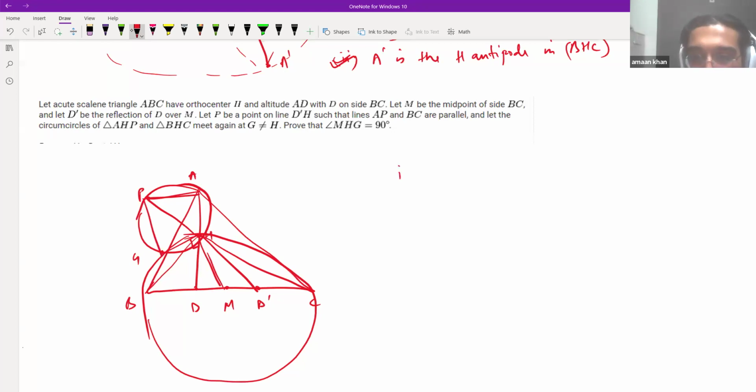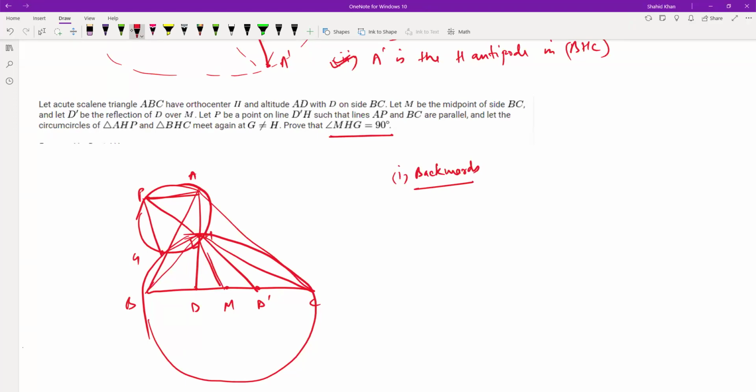Now for this problem, what would help would be to think about it backwards. How would you prove this MHE is 90? What would you relate it to? Is GHMB cyclic, maybe? GHMB. Yeah. No, it seems, but wait, I'll have to think about it.